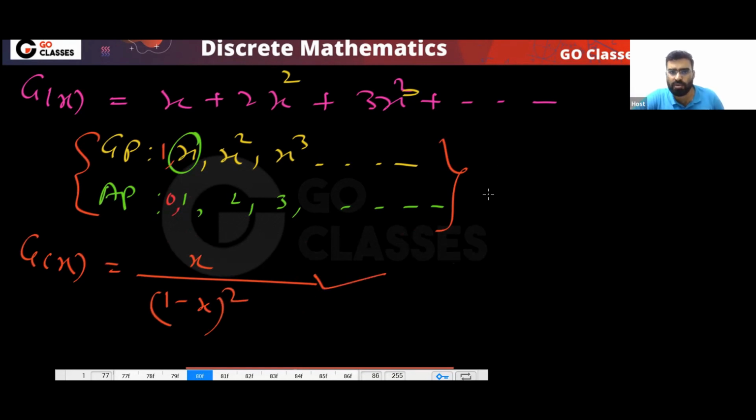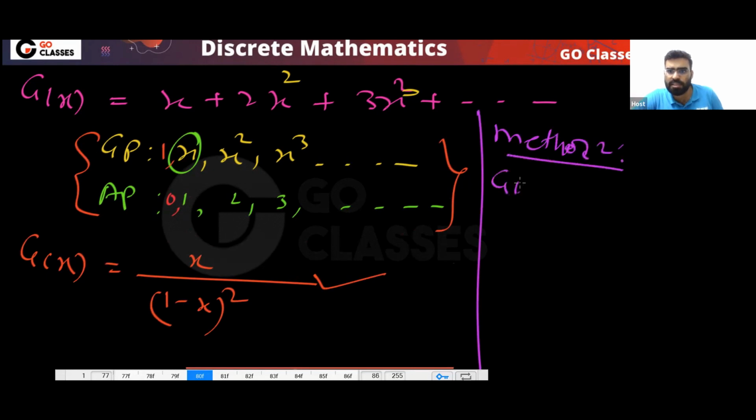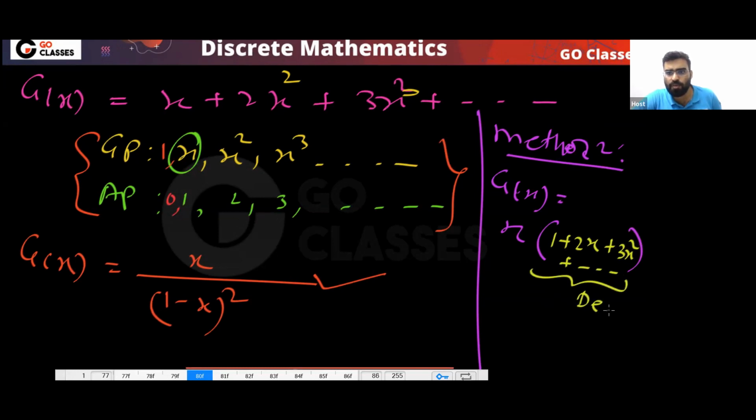Or you can take x out. Method 2 is to take x common. If you take x common, then inside what you will get? Inside you will get 1 plus 2x plus 3x square and so on. Now this is your AGP, the desired form of AGP. But this method is better, right? Yes or no?